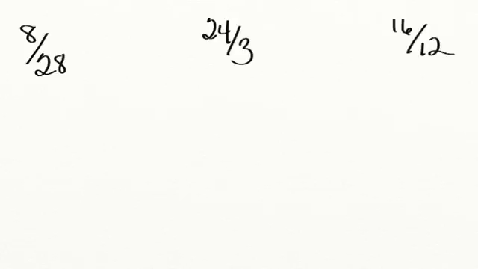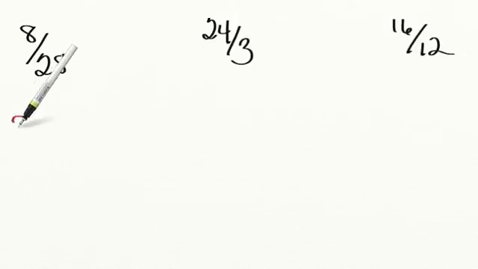Now that you have gone over the 3 steps for reducing a fraction to its simplest form, let's see if you can answer these 3 practice problems. Can you find the simplest form for 8/28, 24/3, and 16/12? Let's see what you can do. Remember, step 1, you need to find the factors for the numerator and the denominator.